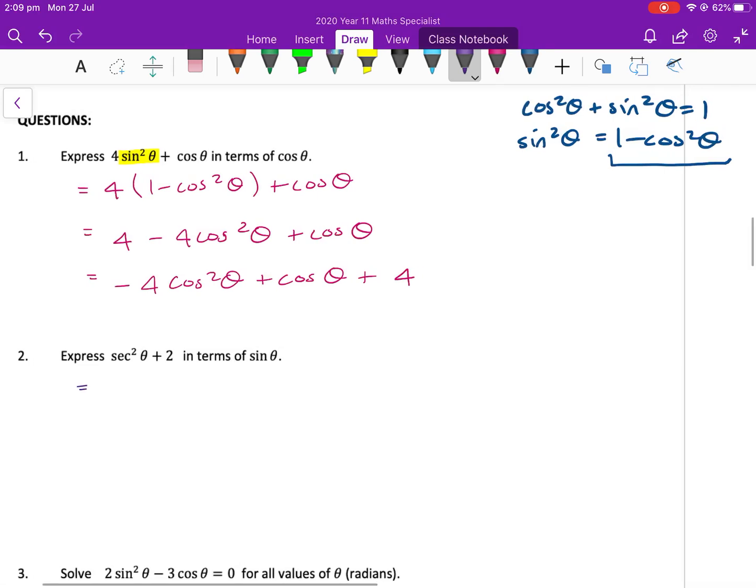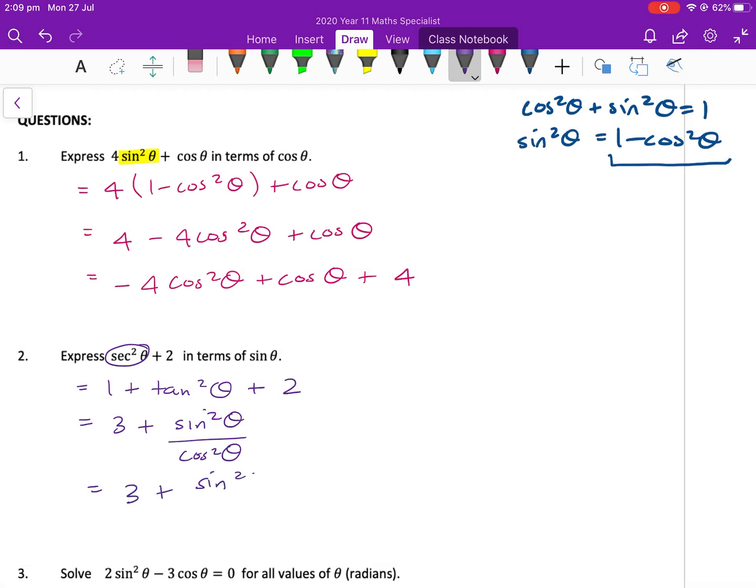Okay, let's take a look. So we can replace the sec squared theta with 1 plus tan squared theta plus 2. We want it in terms of sine. Let's collect the 1 and 2. Tan squared theta is the same as sine squared theta over cos squared theta. And I know I can replace the cos squared theta using the original Pythagorean identity by saying 1 minus sine squared theta. I've run out of room, so I'm just going to bring it up to the right. So we've got one solution here.